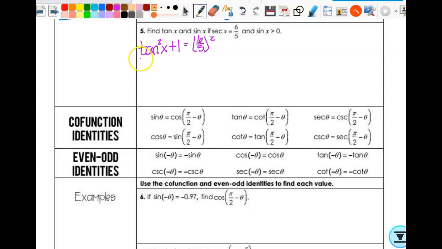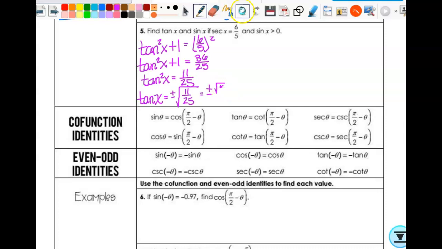All right, so then that gives me tangent squared x plus 1 equals 36/25. When I subtract 1 from both sides, I'm left with what? 11/25. So that means that the tangent of x is equal to plus or minus the square root of 11/25, which is plus or minus the square root of 11 over 5.